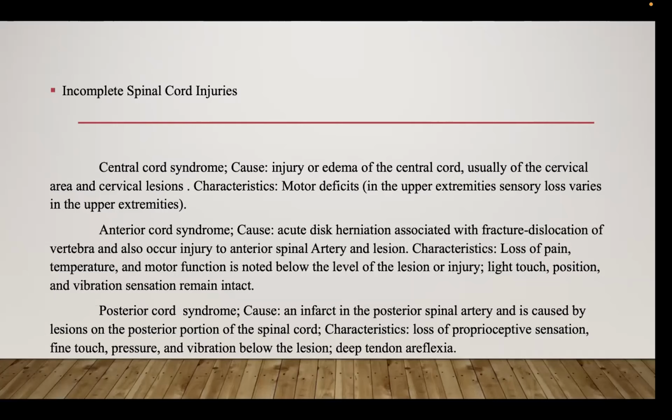Whereas posterior cord syndrome is caused by infarction of the posterior spinal artery and by lesion of the posterior portion of the spinal cord. Its characteristics can be loss of proprioception, fine touch, pressure, and vibration below the lesion, with deep tendon areflexia.